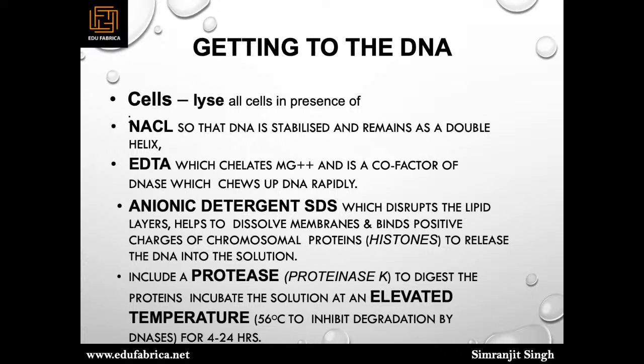While lysing your cells, you need NaCl, which helps to stabilize the DNA and keep it as a double helix. EDTA is required to chelate magnesium ions, which are a cofactor for DNase, which chews up the DNA rapidly. Then anionic detergents, SDS, disrupt the lipid layers, help to dissolve membranes and bind positive charges of the chromosomal proteins. It should also include a protease like proteinase K, which digests the proteins. Incubate the solution at elevated temperature for 4 to 24 hours.